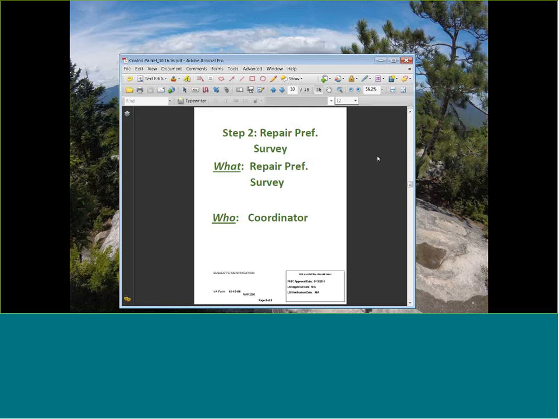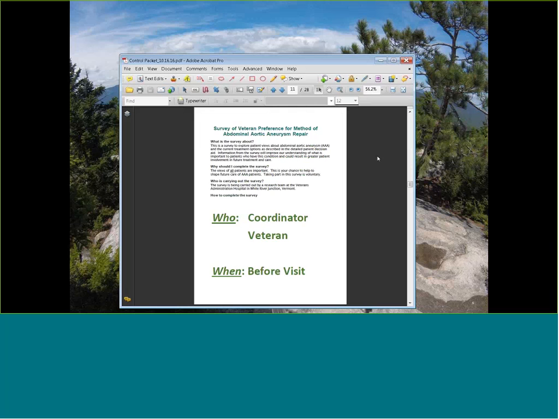Step 2, the Repair Preferences Survey. The Repair Preferences Survey is also printed for you as part of the packet, and you can review that 12-page document as part of this process as well. Who participates in this part of the process? Again, this is the coordinator and the veteran, and in terms of when this is completed, we hope this can happen before the veteran sees the physician in the consultation.